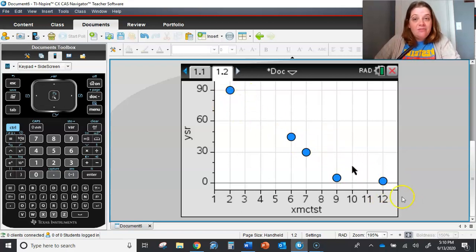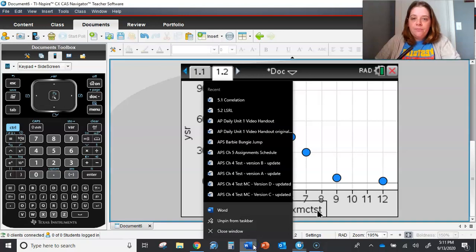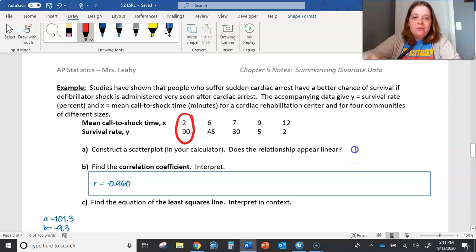And it looks negative, looks fairly strong. So I'm going to go back to my notes here for a second. Oh, I've got all kinds of notes up. Here we go. Does the relationship appear linear? Yes, for the most part. Okay. It says find the correlation coefficient, and then down here it says the least squares regression line.